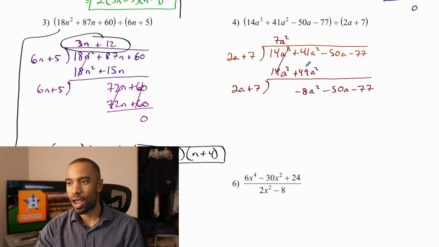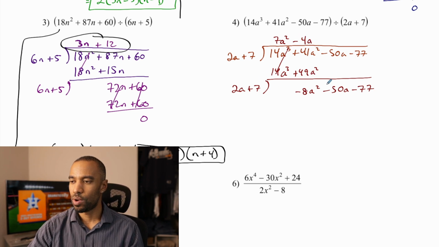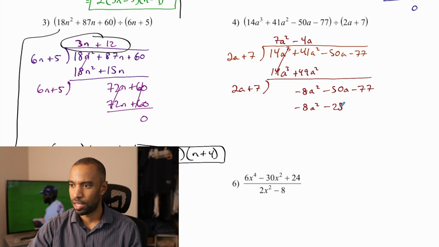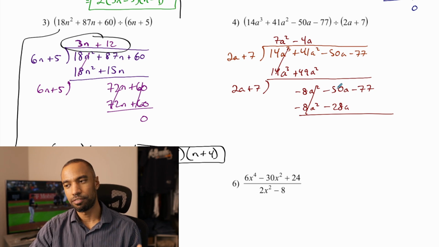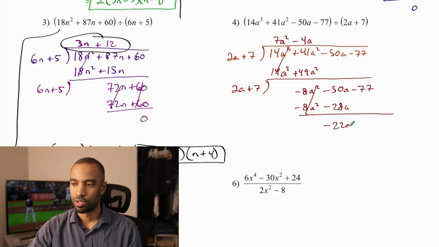All right, so I subtracted those. I got negative 8a squared and bring those down. 2a times negative 4a is negative 8a squared. And 7 times negative 4a is negative 28a. So subtract and cancel. Minus a negative. So negative 50a minus negative 28a is negative 50 plus 28a, which is negative 22a. And then negative 77 is right there.